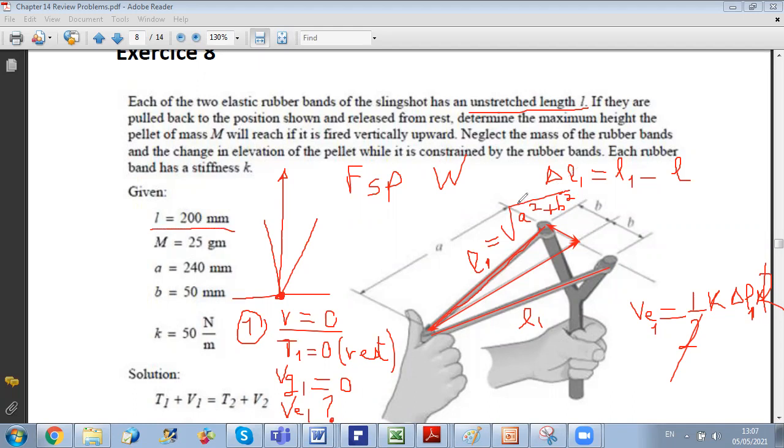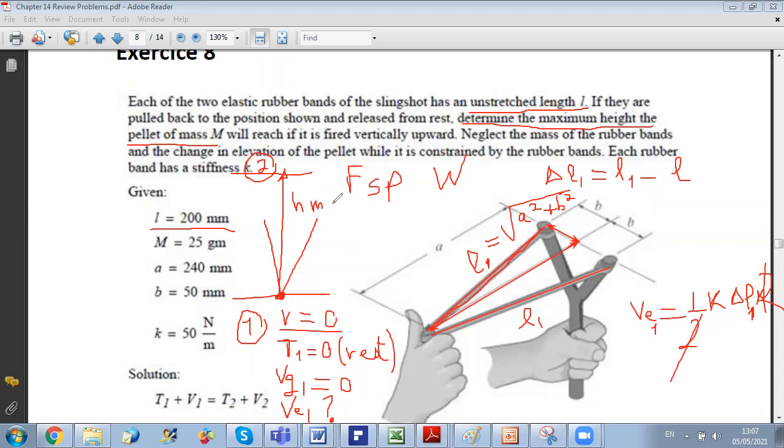Now, what will be the final state we take in this problem? If you read the question, what do they want you to find? They want you to find the maximum height the mass can reach. Because they are asking for the maximum height, we should select state 2 as the position where you reach the maximum height, H maximum.